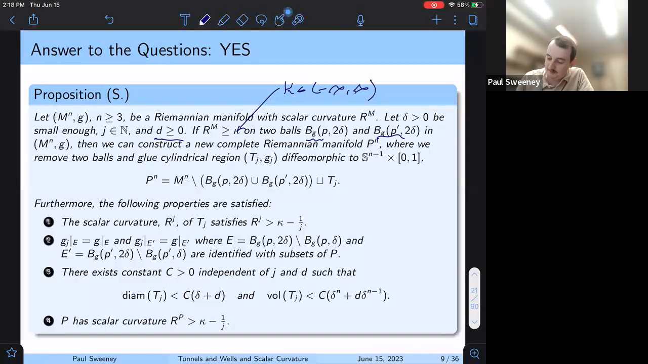Right, and so the conclusion is that we construct a new manifold, Pn, by taking out, like I said, the two balls in our manifold M and replacing them with a tunnel, right, which is diffeomorphic to this cylinder. If you're careful with the construction, you're able to keep the scalar curvature the same. You drop only by an arbitrarily small amount. You get to pick your J. Outside of the tunnel, the metric does not change. We only have a local change in metric near the tunnel.